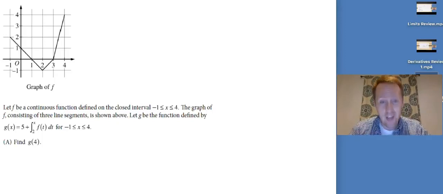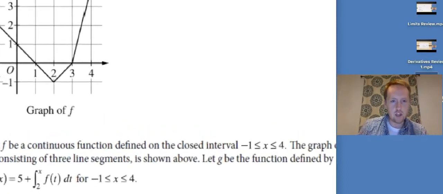Okay, so this is not one of those anti-differentiate situations. What we have to do is recognize geometrically what's happening. Remember, the definite integral is the area between the curve and the x-axis. So area between the curve and the x-axis, just break it up into some shapes. So I'm going to find g of 4.